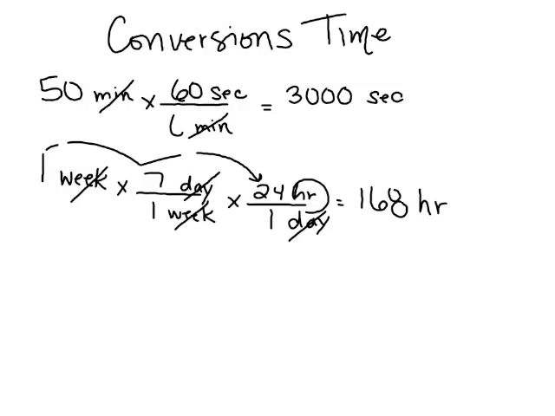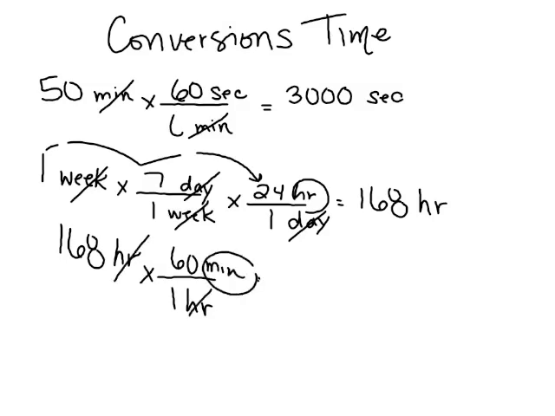How many minutes in a week? 10,080. Okay, so I would take 168 hours. And then what's the conversion of hours to minutes? 60. So 1 hour is equal to 60 minutes. Hours cancel. 168 times 60. What was it, Eddie? 10,080.